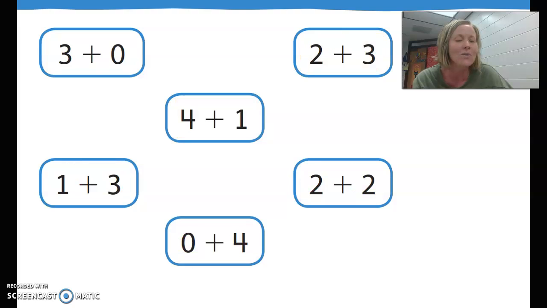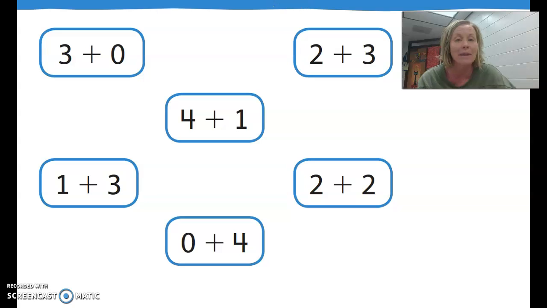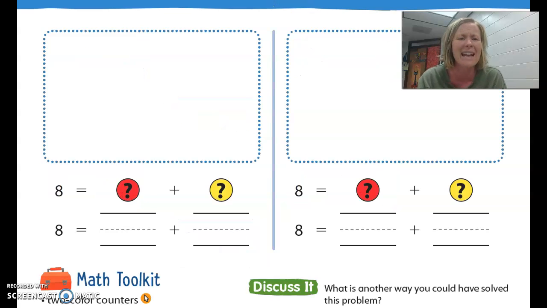All right, you are going to need to have out some counters. If you don't have counters, it would be really awesome if you could find something that's 2 different colors, and you need 8 of them. On here it says red and yellow. We're supposed to use those red and yellow coins, but I know you guys don't have those. But if you could find 2 things that are different colors, you're going to need 8 of them. Grab those and then come back.